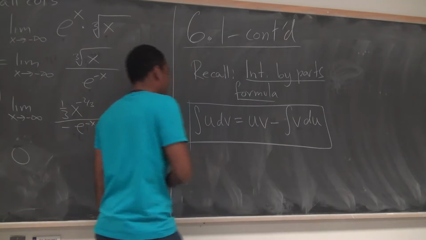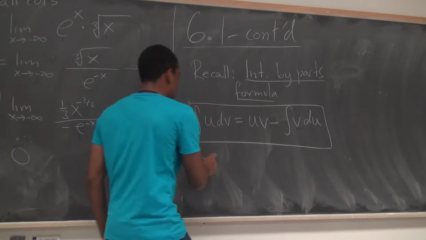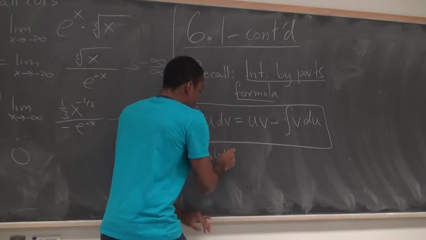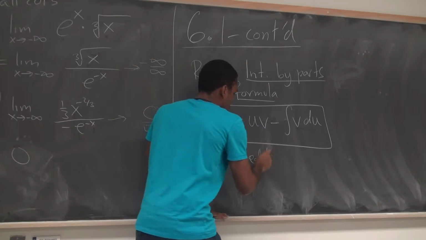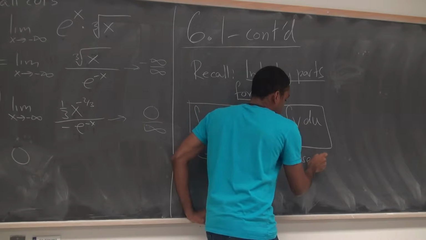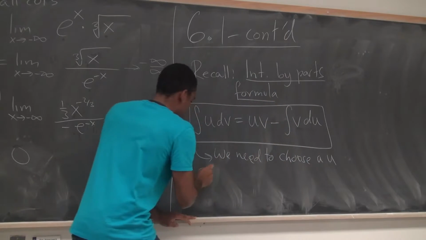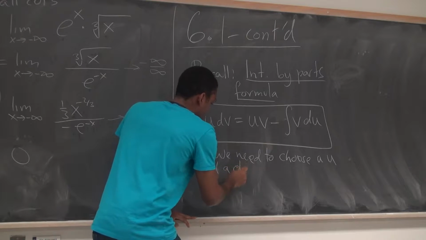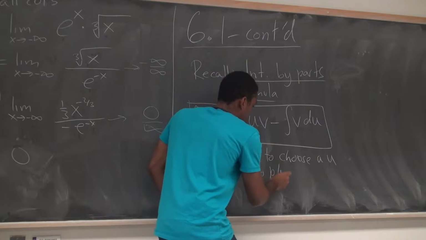So, okay, so the idea is we need to choose a u and a dv to plug into the formula.